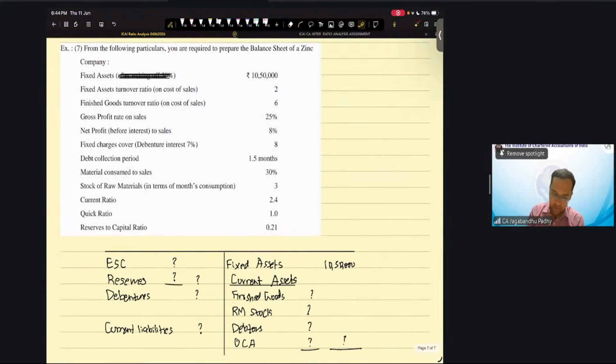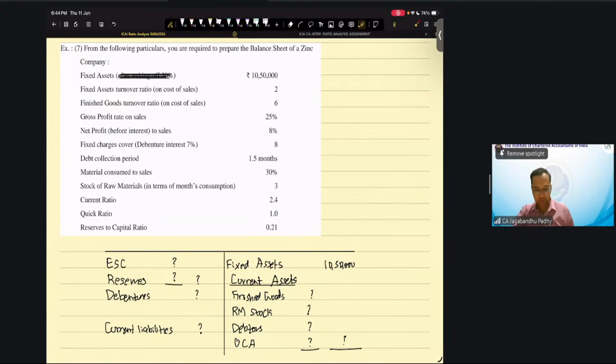So we have this fixed asset as 10 lakh, and the associated ratio with fixed assets, in our case, is going to be the fixed asset turnover ratio, which is on the basis of cost of sales. So we have to first get the cost of sales. Using these 2 ratios, you can first calculate the cost of sales. So give me the value of cost of sales.